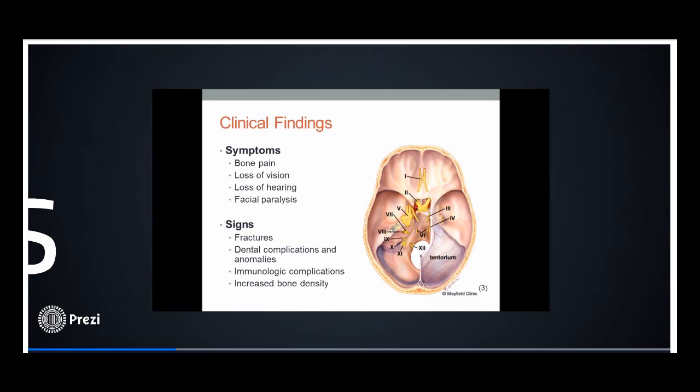Generalized symptoms of osteopetrosis include bone pain, loss of vision and hearing, and oftentimes facial paralysis. Signs associated with the disease are fractures, delayed tooth eruption, dental anomalies, increased susceptibility to bacterial infections, and osteomyelitis. Severity of the signs and symptoms depends on the form of the disease under consideration. The picture on the right depicts how an increase in bone growth in the cranial vault could compress neurovascular canals, including those containing the cranial nerves.